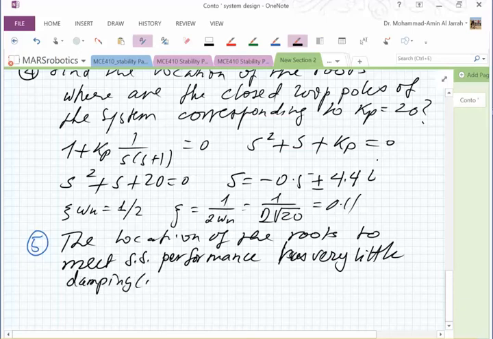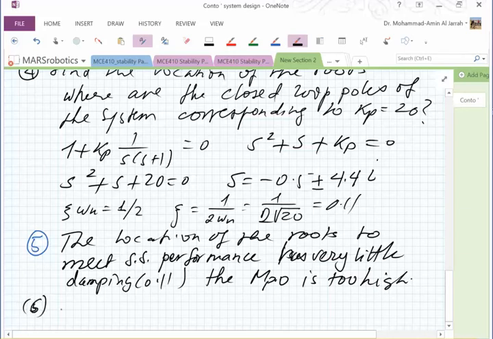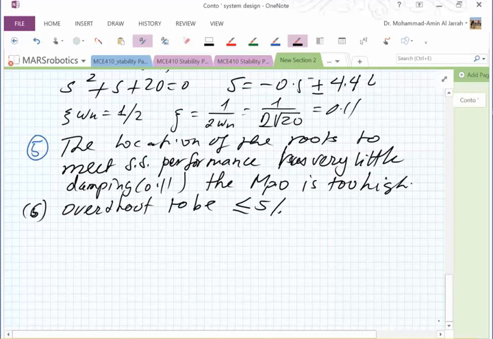In this case, it is 0.11. The percent overshoot is too high. So if the customer tells you, no, I want my overshoot to be less than or equal to 5%, and says okay, I'm not interested in your solution, I want my overshoot to be 5%. So 5% overshoot corresponds to zeta equal 0.707, which is the 45 degrees.